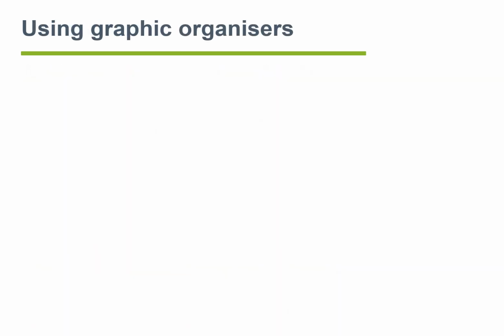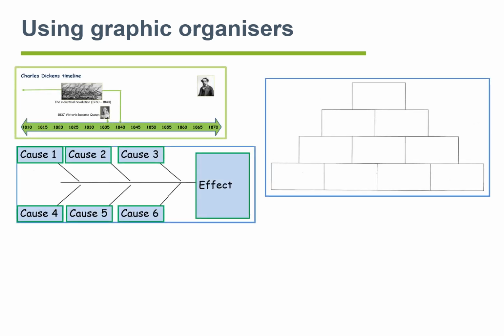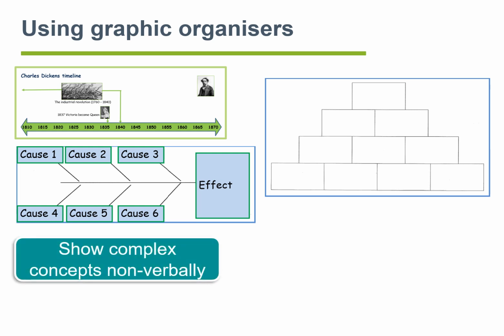Graphic organizers are also sometimes known as key visuals. They are not simply images, they are ways of presenting information visually. There are many different types of graphic organizers. Some of the main ones are table, chart, Venn diagram, fishbone, timeline, and pyramid. Here we can see examples of a timeline, a cause and effect fishbone, and a pyramid for ranking a number of items. Graphic organizers are useful for learners at different levels of English language proficiency.